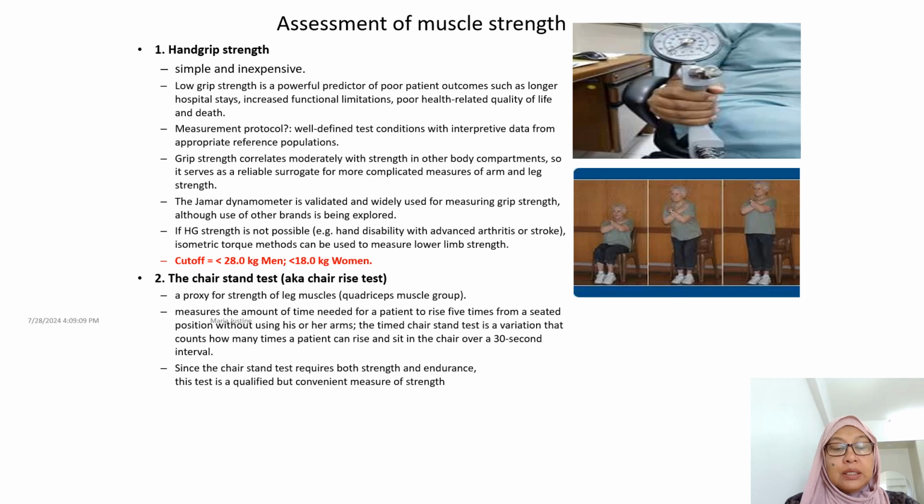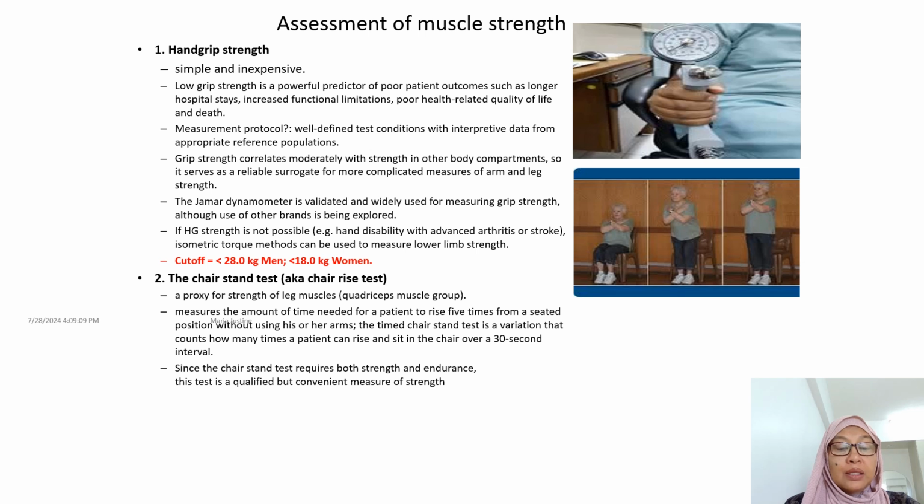Now, alternately, you can do the chair stand test. Use a standard chair with a straight back. Instruct the patient to sit in the middle of the chair with their back straight and feet flat on the floor. Ask the patient to cross their arms over their chest.